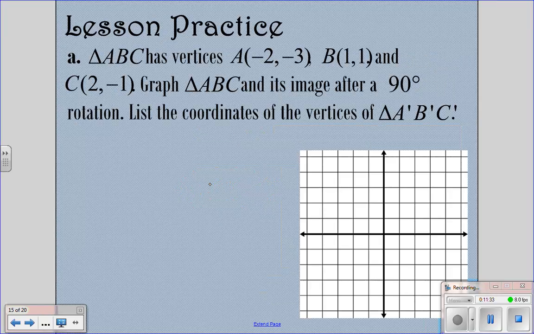So let's see if you can do the practice problem. I'll pause it and then try it by yourself, and then you can unpause it after you get finished. So we're going to have negative 2, negative 3. We're going to have 1, 1. And then we're going to have 2, negative 1. And so that would be your triangle.